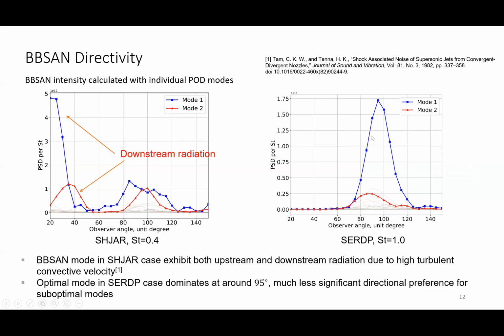the BBSAN radiates from the optimal POD mode in the second case at Strouhal number 1.0 and dominates around 95 degrees and radiates more than 7 times more acoustic power than the subsequent modes. And we also observed that the subsequent modes show much less directional preference compared to the first mode.